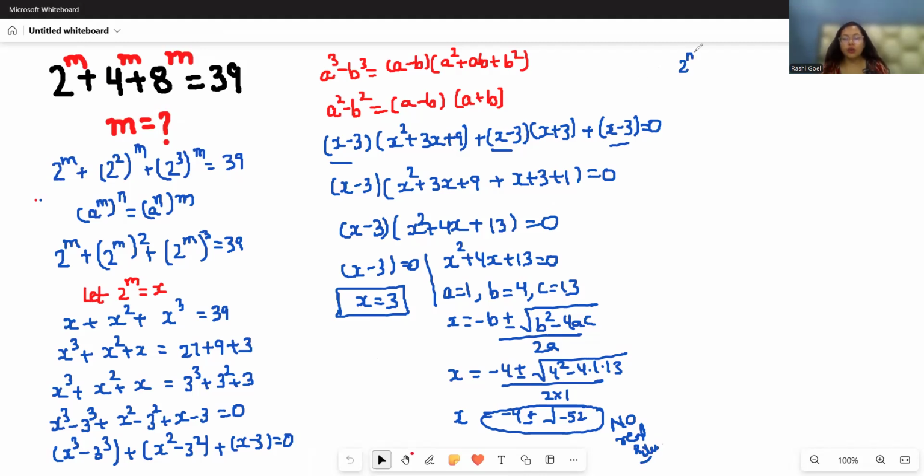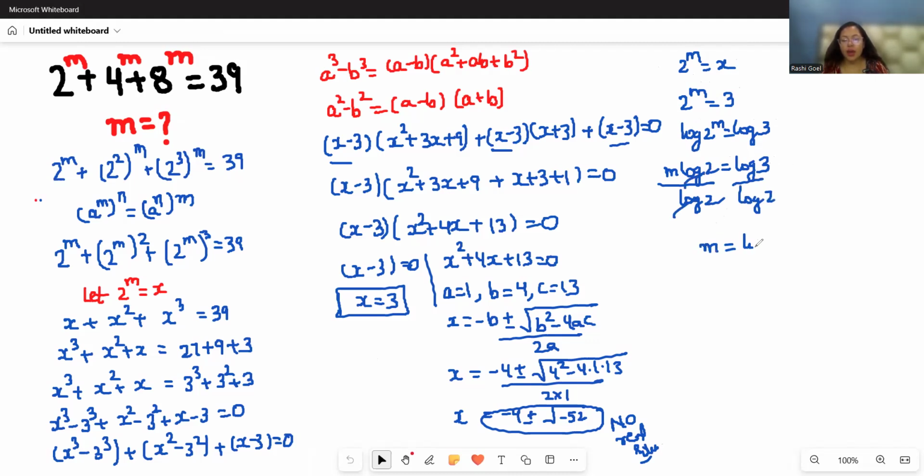So let's recall 2 power m equal x. So 2 power m equal 3. So if I take log on both sides, so it's m log 2 equal log 3. So if I divide both sides by log 2, this will cancel out. So m equal log 3 with base 2.